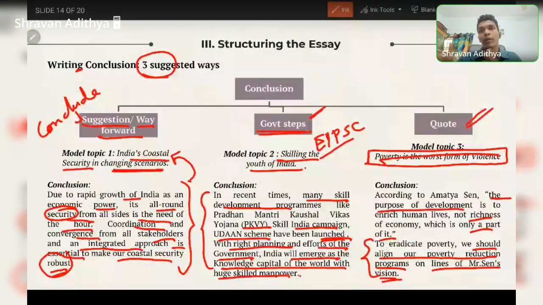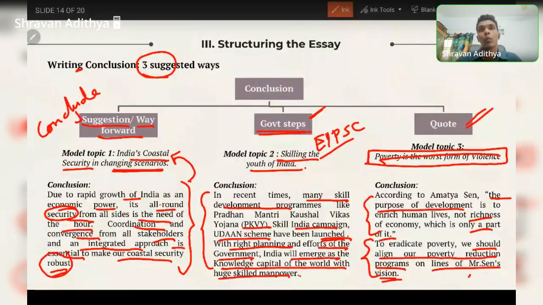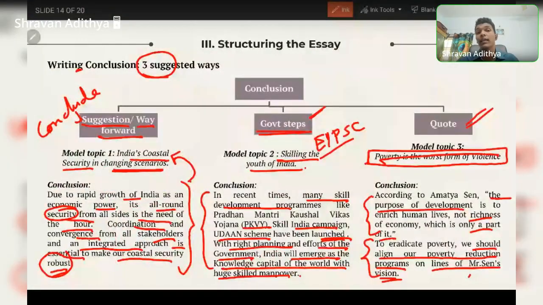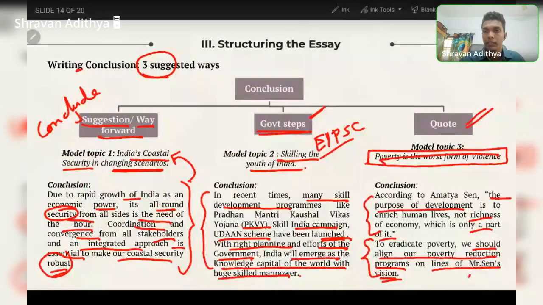Here we have given that to realize Mr. Sen's vision, the government has to align their programs towards his wordings. Okay, so that is how you conclude an essay. I hope all the 3 different things are making sense to you. We have seen 3 different ways of writing an introduction, 3 different ways of brainstorming points for your body, and then we have also seen 3 different ways of concluding your essay. So if you get all of these right, then nobody can stop you from getting good marks in your essay.